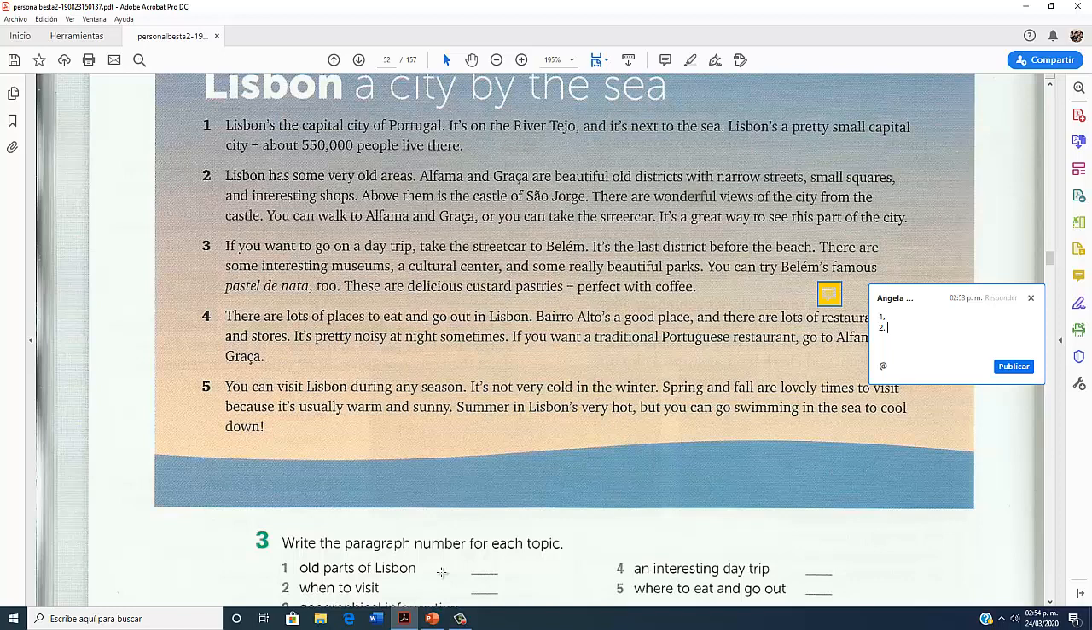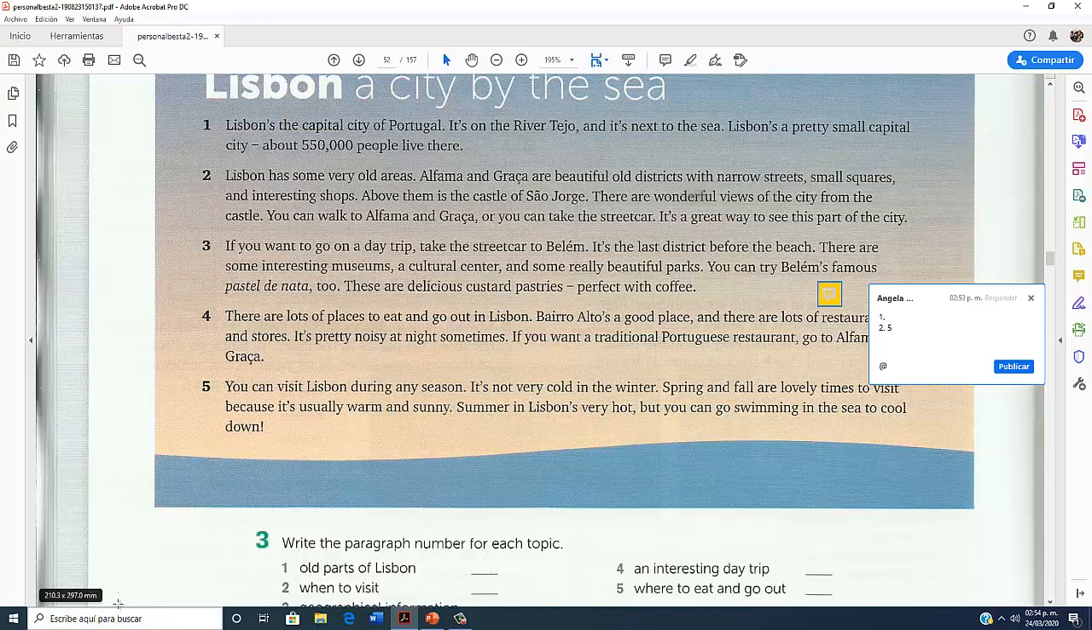Yeah, we're going to skip it. When to visit? Number 5, definitely. That's paragraph number 5, because here it says, you can visit Lisbon during any season. It's not very cold in the winter. Spring and fall are lovely times to visit.